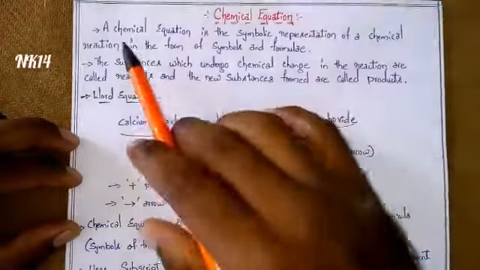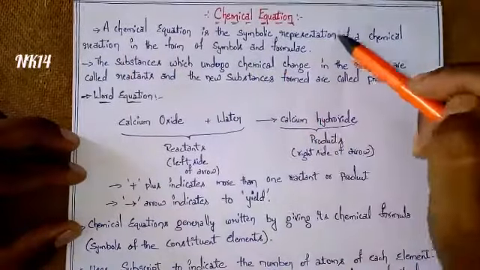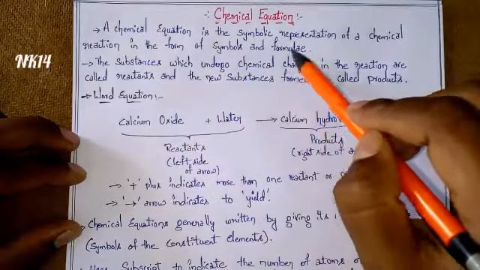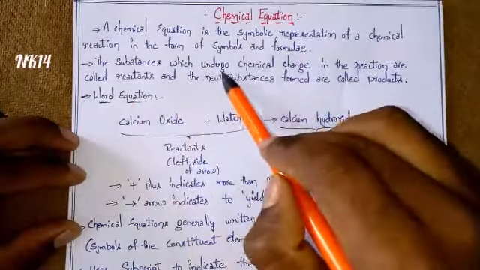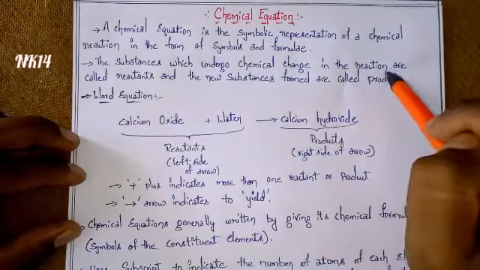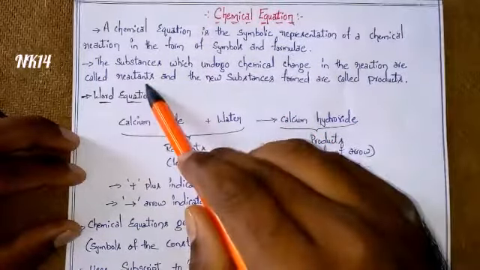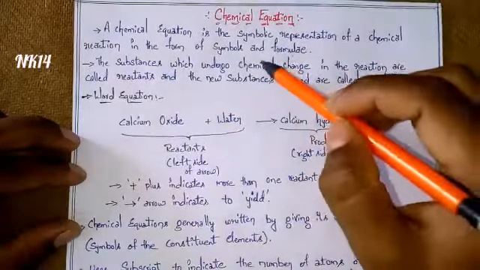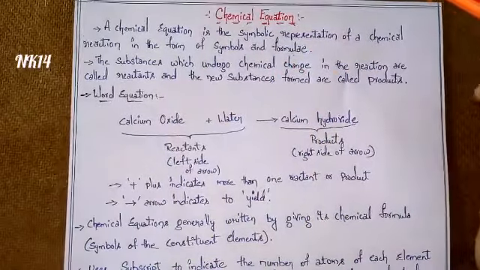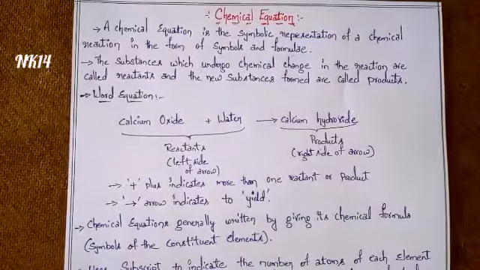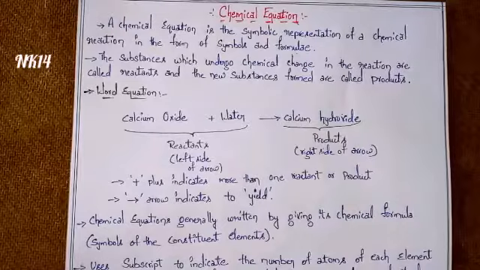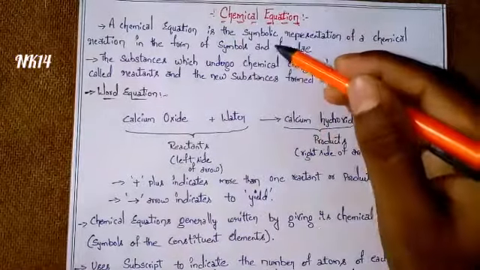So friends, let's start. A chemical equation is the symbolic representation of a chemical reaction in the form of symbols and formulae. The substances which undergo chemical change in the reaction are called reactants, and the new substances formed are called products. So friends, from these 2 points we can understand that whatever chemical reaction is taking place, when it is written with the help of symbols and formulae, it is called a chemical equation. This is the first point.